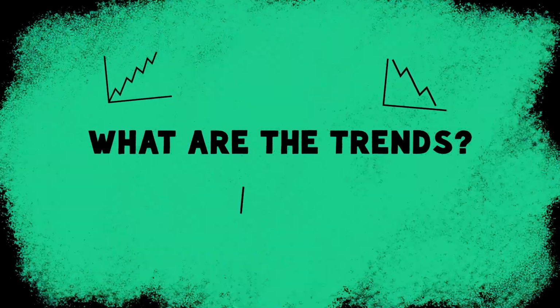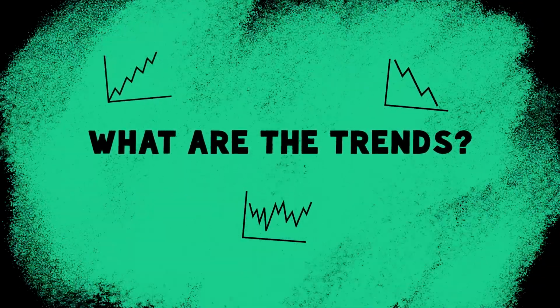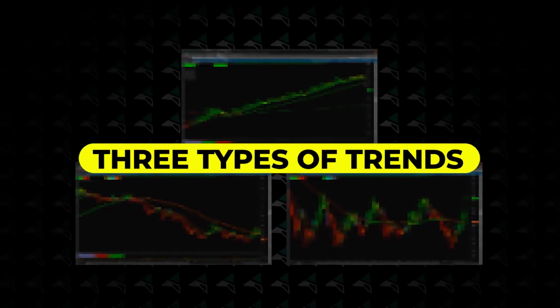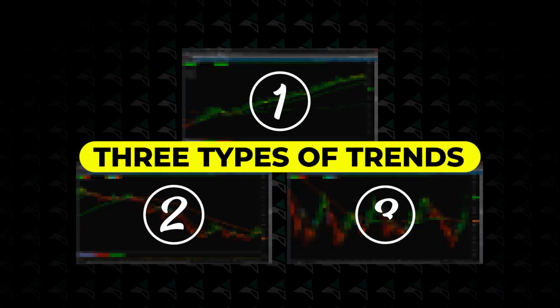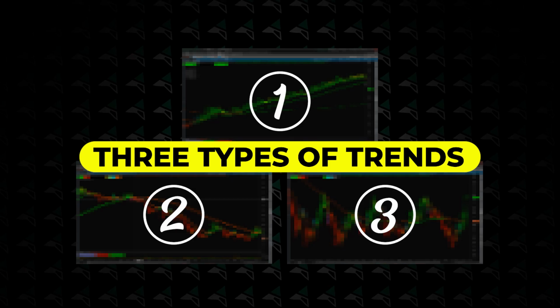So if we're going to be trading the trends, we first have to ask ourselves, what is the trend? What is the definition of a trend itself? And luckily there are only 3 different types of trends. Makes it really easy to be able to trade.